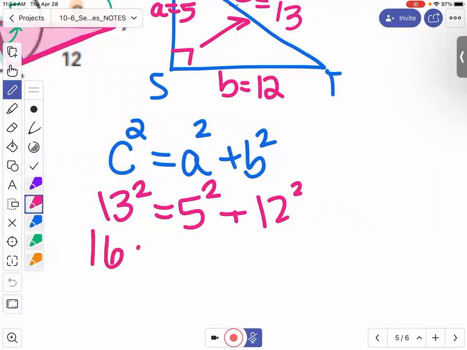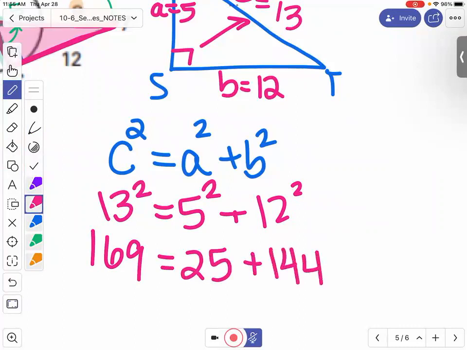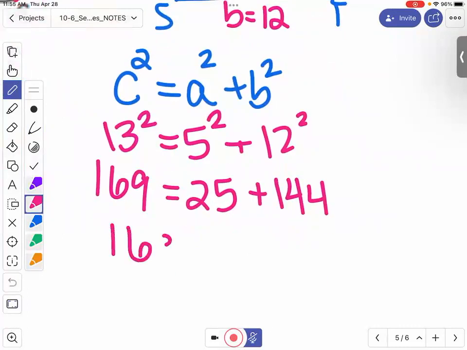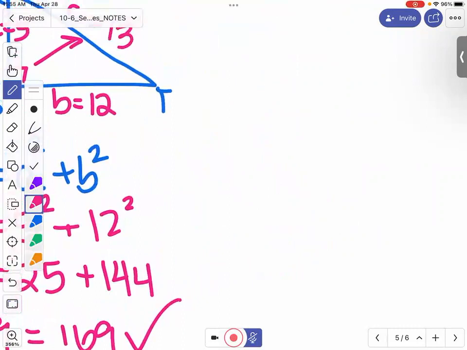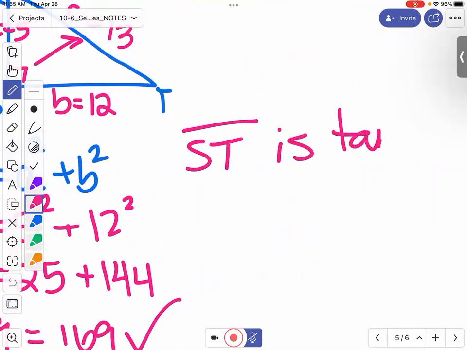So I have 169 on the left. 5 squared is 25, plus 12 squared, which is 144. And so they do come out to be equal. So this did come out to work. So therefore, segment ST is tangent. If those two sides did not work, this is not a right triangle, meaning it's not a tangent line because I don't have the 90 degrees.